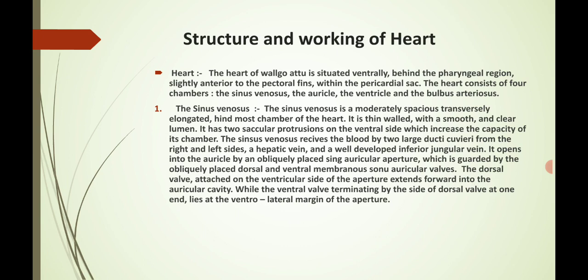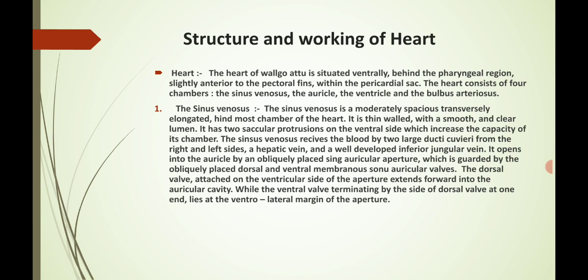The 4 chambers are the sinus venosus, the auricle, the ventricle, and the bulbus arteriosus. These are the 4 important parts of the structure of the heart, and they take part in the working of the heart. First one is the sinus venosus. The sinus venosus is a moderately spacious, transversely elongated hindmost chamber of the heart. It is thin walled with a smooth and clear lumen. It has 2 saccular protrusions on the ventral side, which increase the capacity of its chamber.